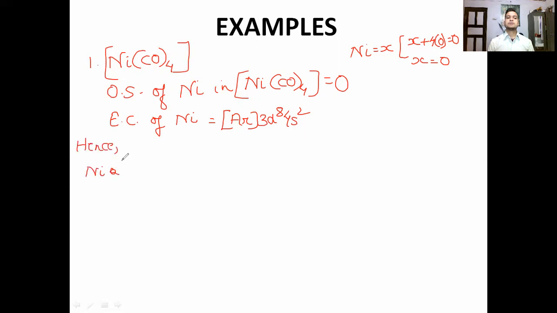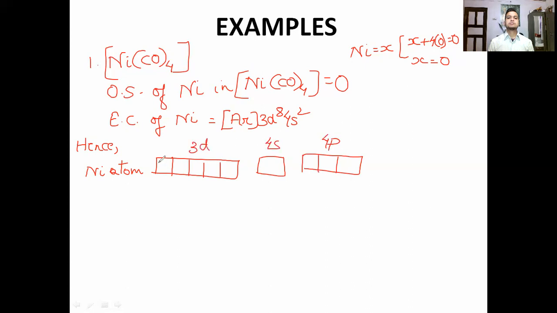So this is the Ni atom. I'm not writing the electronic configuration of any ion because the oxidation state is 0. For the Ni atom: 3d, 4s and then 4p. 3d has 8 electrons, 1, 2, 3, 4, 5, 6, 7, 8, and 4s2. It is present as a nickel atom only, so we directly go for hybridization.